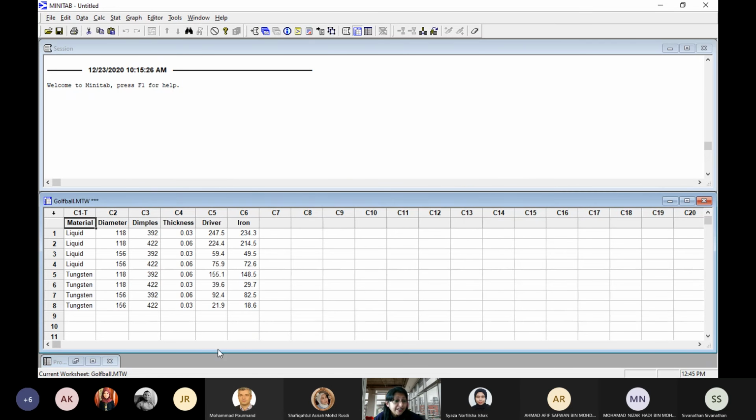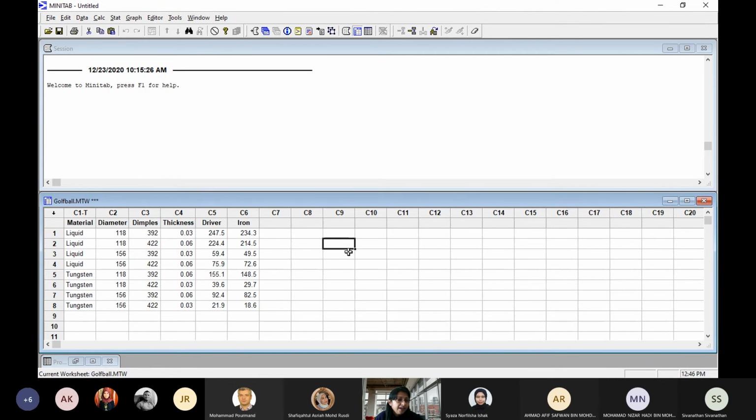Okay, what did they look at? In terms of material, there are 2 types of material for the golf ball, liquid and tungsten. Diameter, there is 118 and also 156, 2 levels. Dimples, also 2 levels, 392 and 422. Thickness, also 2 levels, 0.03 and 0.06. And remember, the noise was the driver club type and the iron club type. So these are the output parameters of the distance traveled by the golf ball. This is using L8.